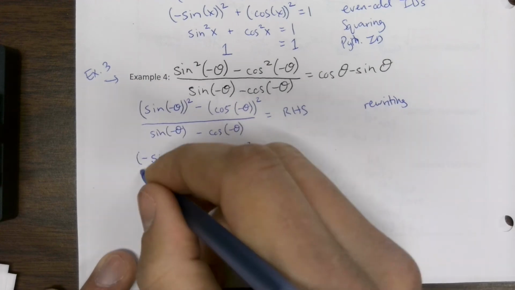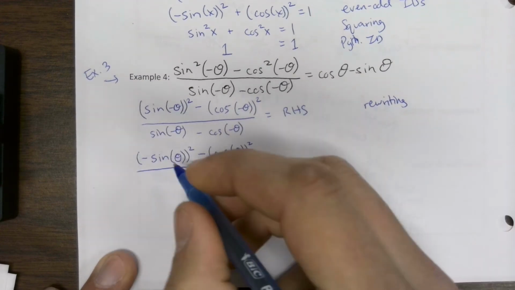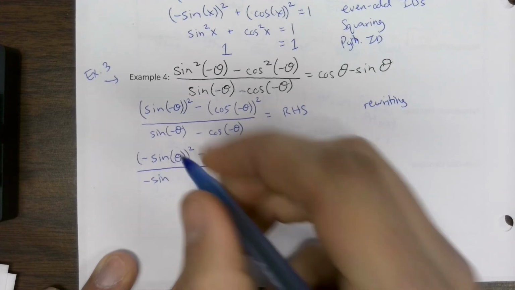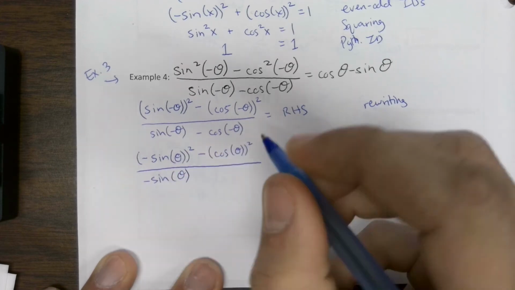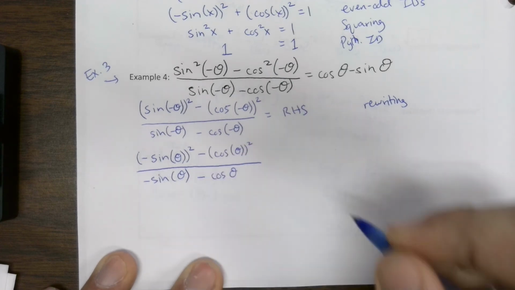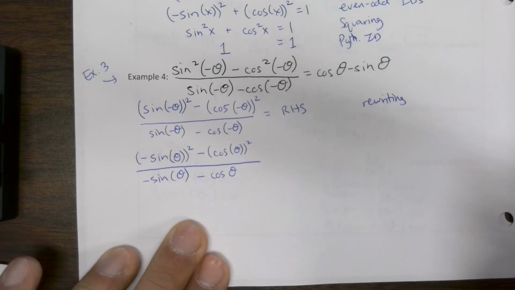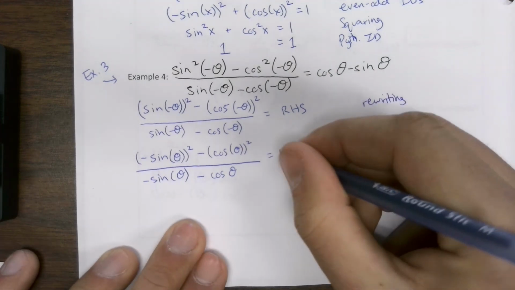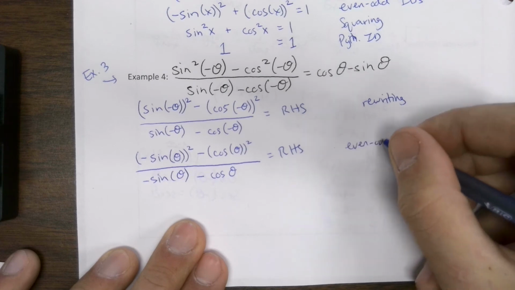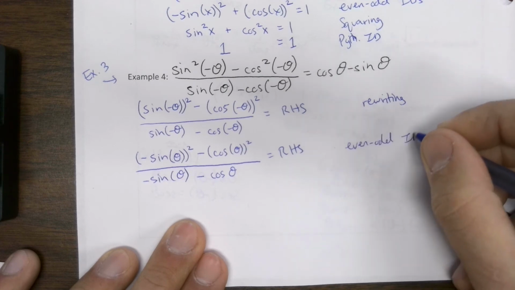And this will be over, so sine of negative theta becomes negative sine of theta minus cosine of theta, because that's an even function, so that doesn't change it. So this equals the right hand side, and this is even, odd IDs.